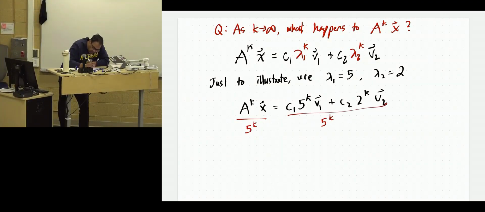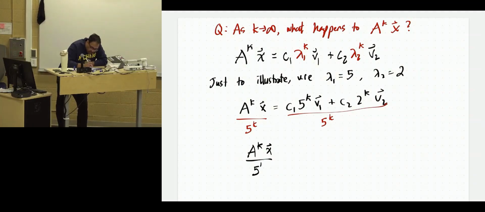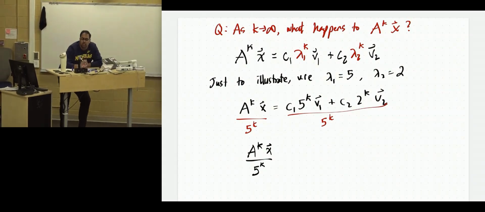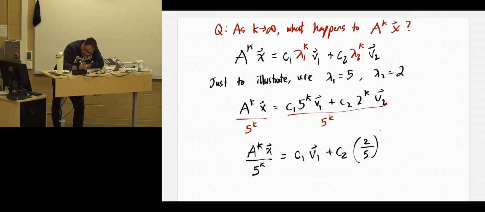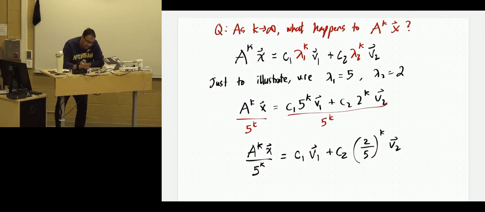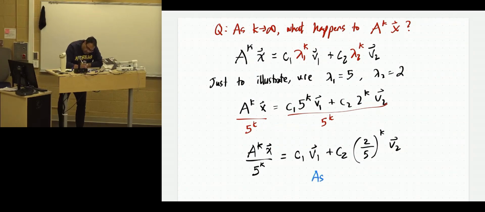What I'm left with is the vector I'm trying to describe, which is A to the k x. That over 5 to the k, that is just a scaled version of it, is c1 v1, because 5 to the k over 5 to the k cancels out, plus c2 times (2 over 5) to the k v2. But as k grows, (2 over 5) to the k shrinks.